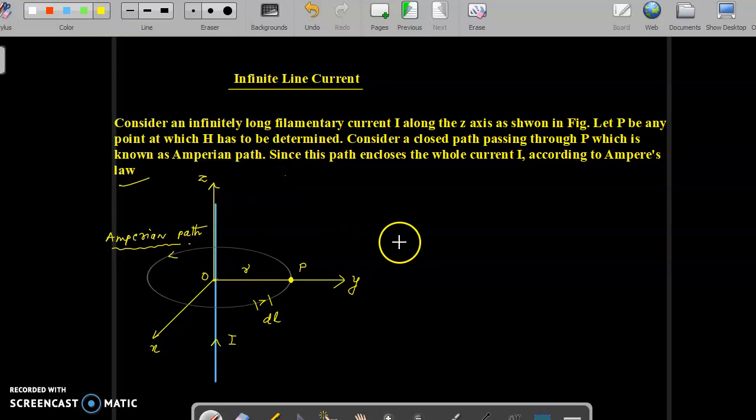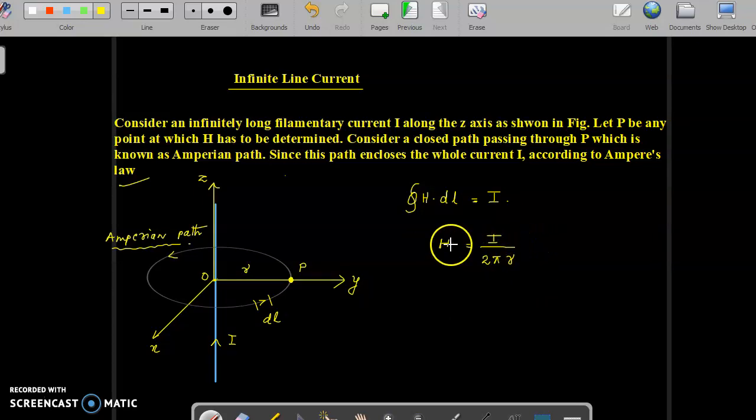As per Ampere's circuital law, the line integral of H about a closed path is equal to the current. If you integrate dl, whose radius is r, we will get 2 pi r. So H becomes I by 2 pi r. And it gives you only an idea about the magnitude of H.